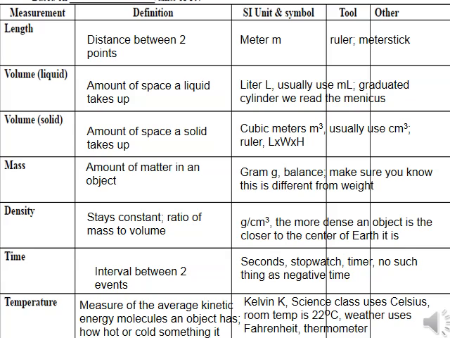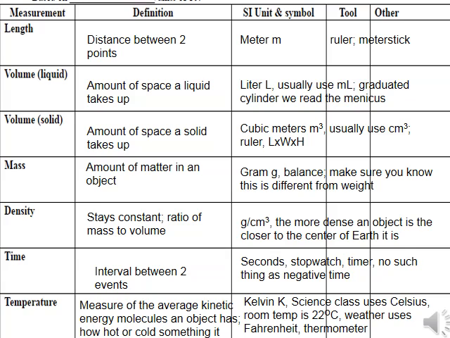Density is a ratio of mass to volume. So when you're finding density, you'll always take mass and divide it by volume. It's a direct relationship. So as mass goes up, volume goes up. As mass goes down, volume goes down. We usually use grams per cubic centimeter. And the more dense an object is, the closer to the center of Earth it is.